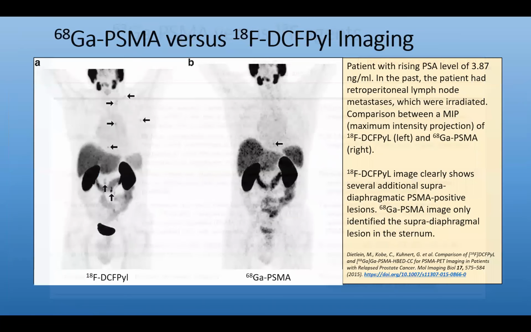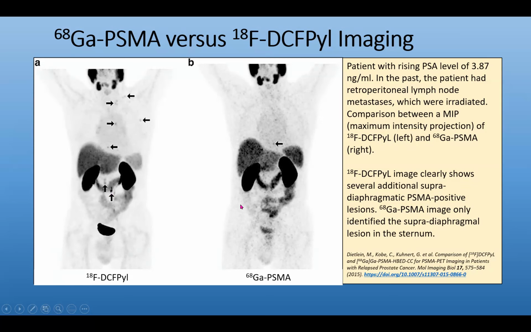And again, just a comparison here. DCF-PYL is sort of the fluorine-18 equivalent of gallium-68 PSMA. And in this diagram here, you can see that the fluorine-18 agent actually seems to identify more of the PSMA avid lesions than gallium-68, right?